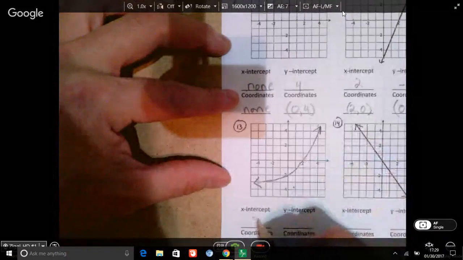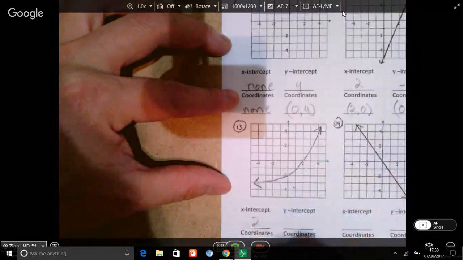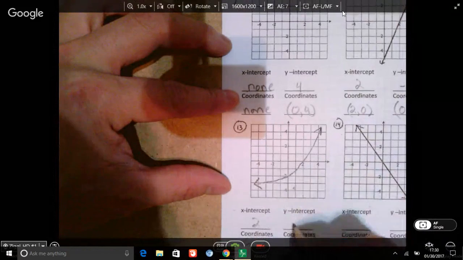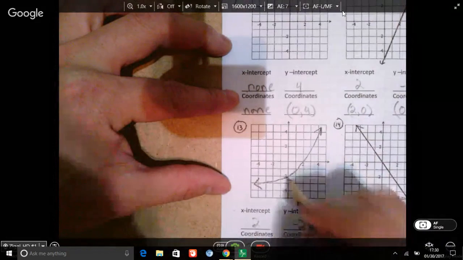And one last one together, number 13. The x-intercept here is 2. The coordinate, the 2 has to be the x. The y-intercept is -2. So that means the y-coordinate is -2.